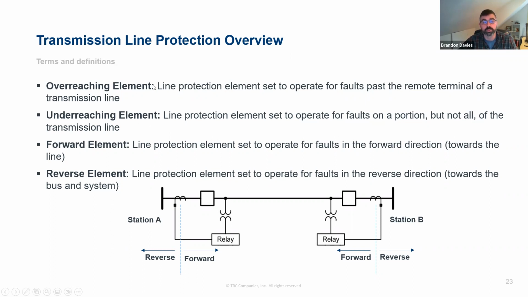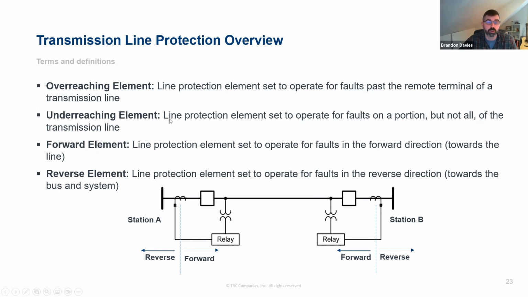An overreaching element is a line protection element that will operate for faults past the end of the remote terminal of the line. So an element that would operate for that fault at station B would be considered an overreaching element, because through its sensitivity it will see a fault past the end of the line.